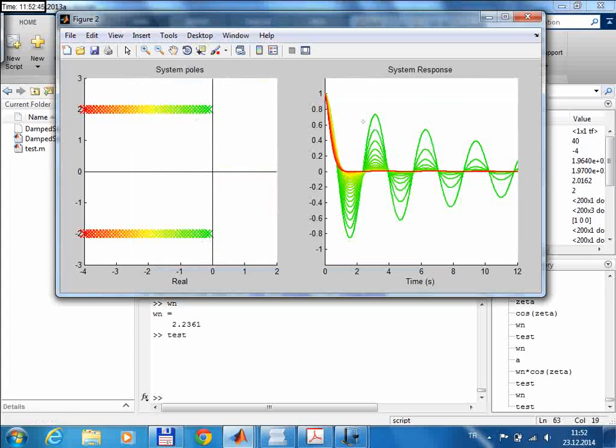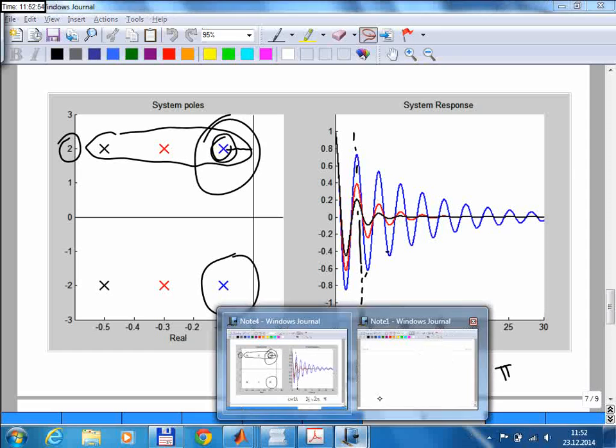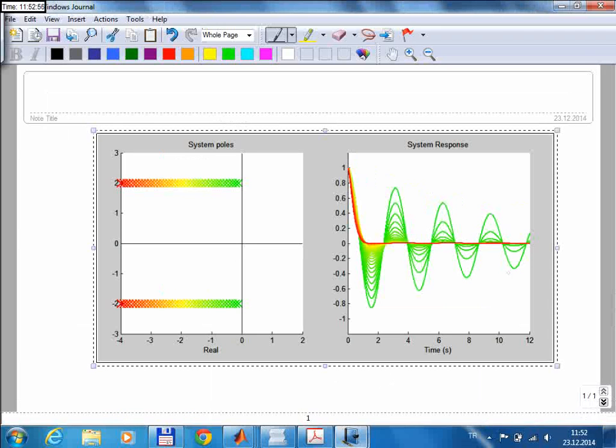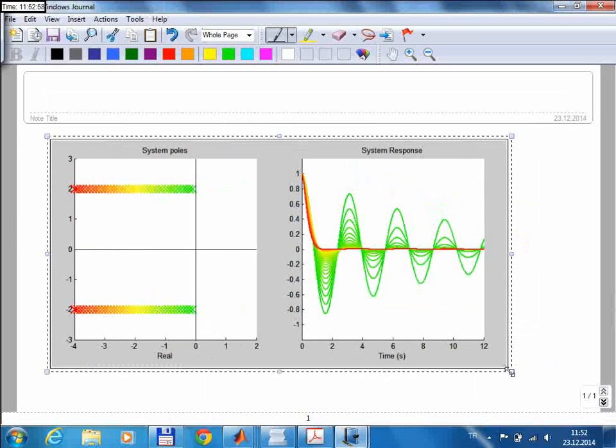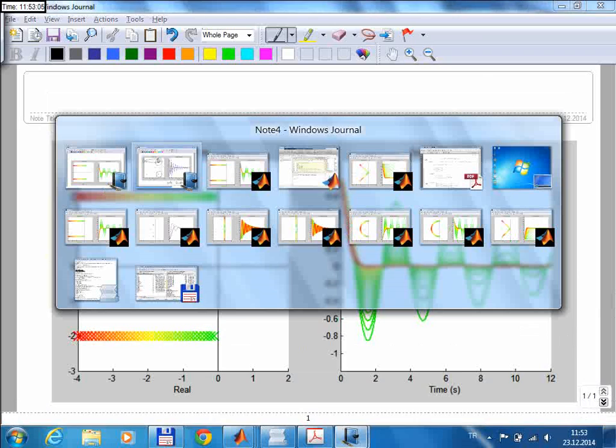I use this color coding so that it's easier to follow. So here you see that we are varying the real part of the poles. The complex part remains the same.